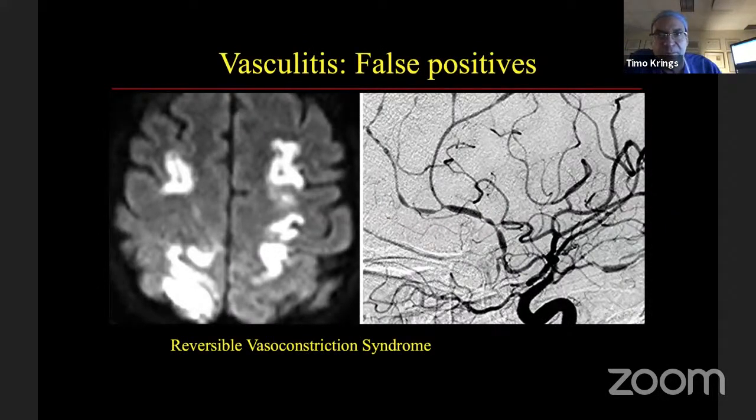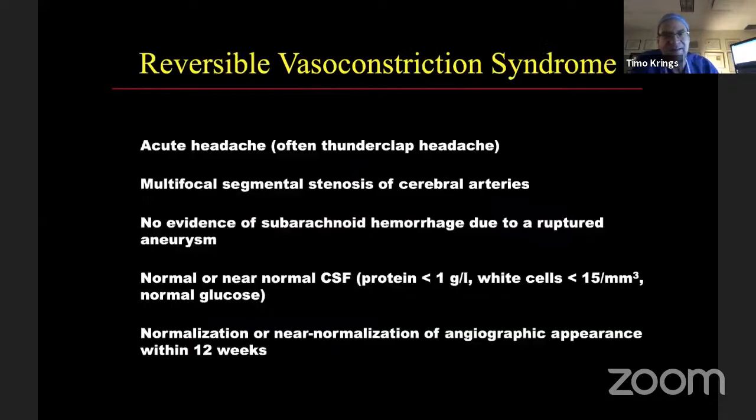Another important false positive for vasculitis is called Call-Fleming syndrome or reversible vasoconstriction syndrome, where we see multifocal areas of ischemia with an imaging appearance that very much resembles that of vasculitis. However, the patients often present clinically different. They often present with an acute, sudden onset of thunderclap headache. And if you see this in association with this sausage on a string sign, then you have to think about reversible vasoconstriction syndrome. As the name implies, this is reversible, and the treatment would be with calcium antagonists.